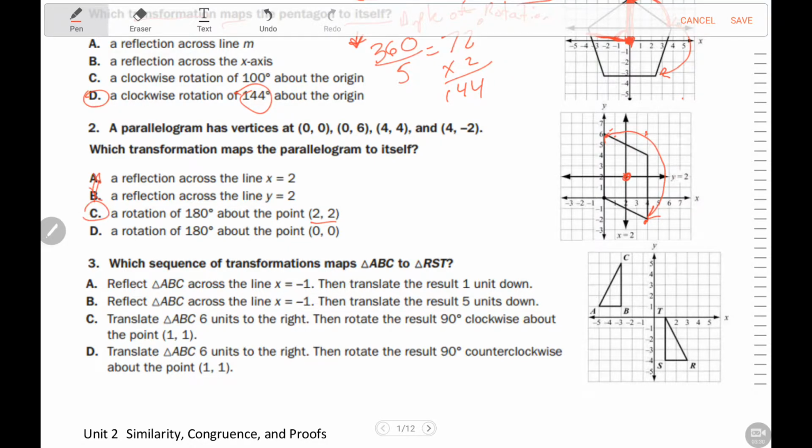The answer is C. D wouldn't work because if I did it from here, from (0, 0), 180 degrees, that would make this look kind of like this right here. It would put it down here in this quadrant. So to make it map back onto itself, you basically spin it about its center 180 degrees. Oops, sorry.